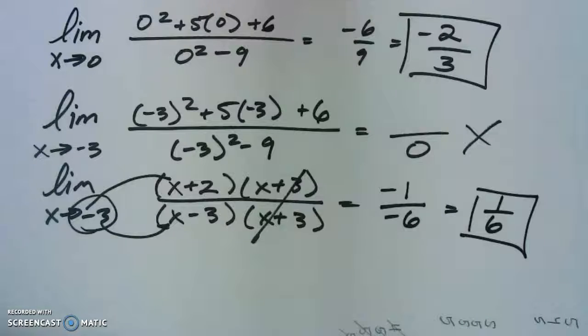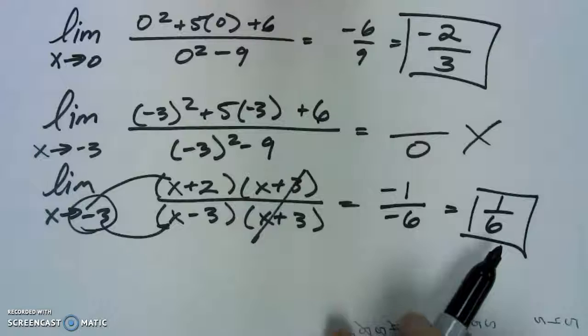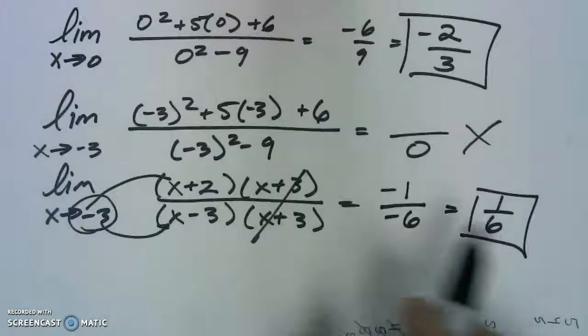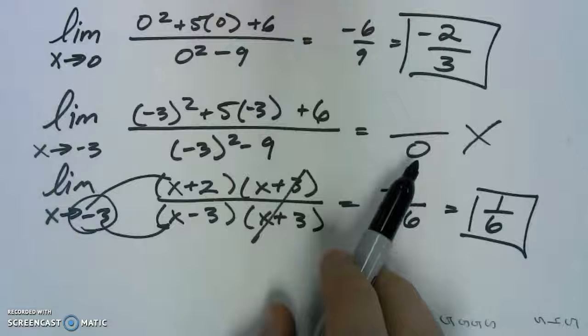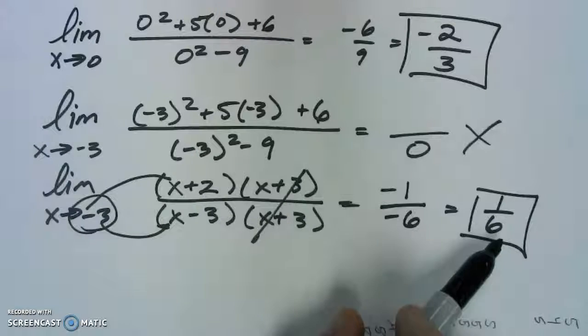Now what we would see in a graph is that the left and the right side of the graph go towards 1/6, but there is a hole in the graph because there was a 0 in the denominator. So it will be an empty point, but the y value of that empty point will be at 1/6.